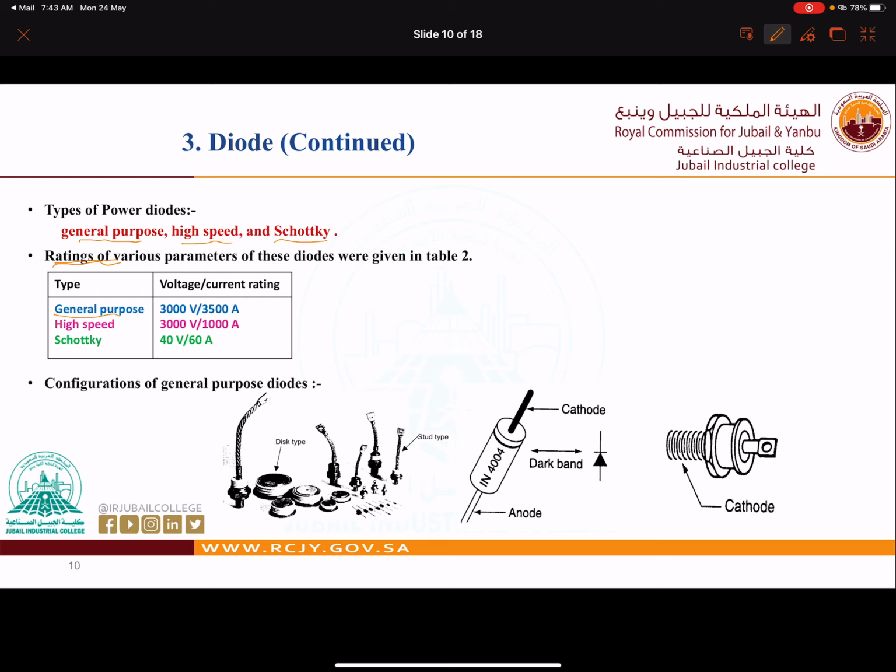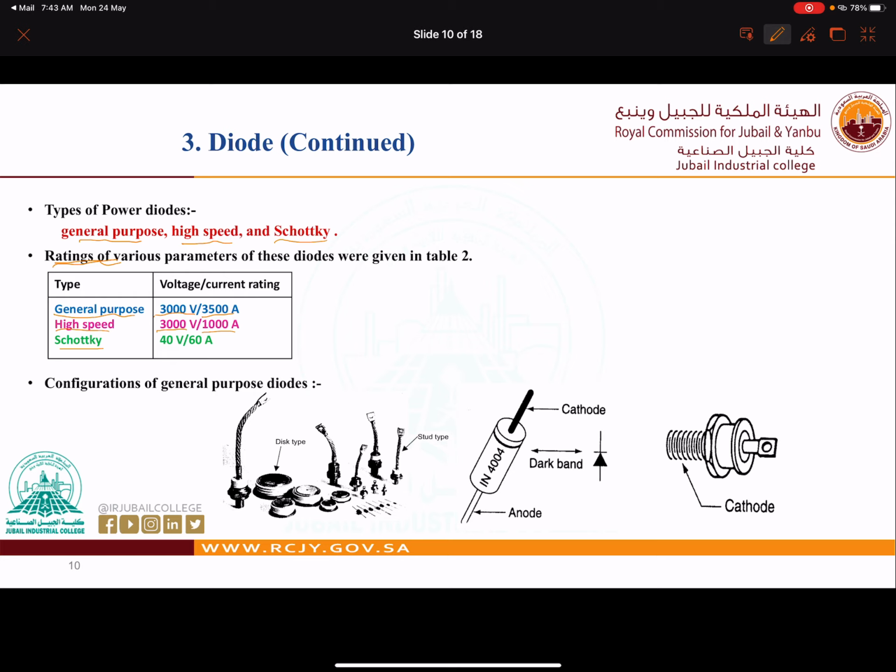In general purpose power diodes, we are reaching up to 3000 volt and 3500 ampere. So it is a very huge voltage and a very huge current. In high speed power diodes, we are reaching 3000 volt and 1000 ampere.